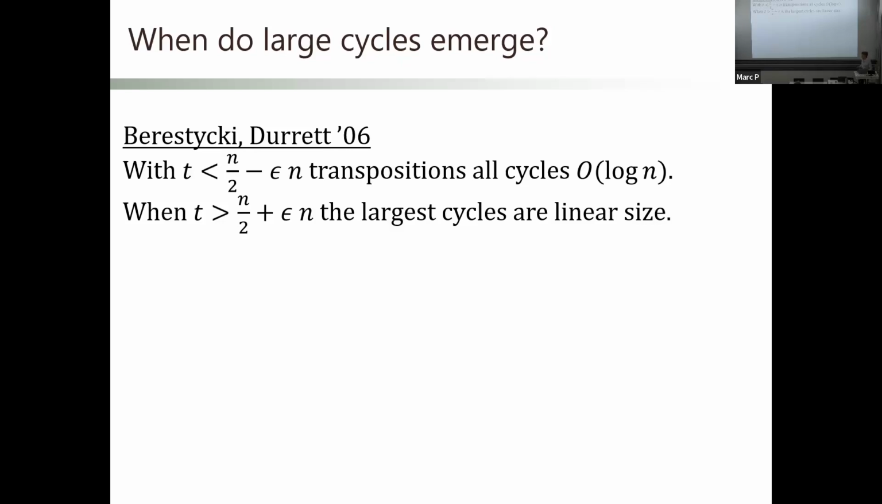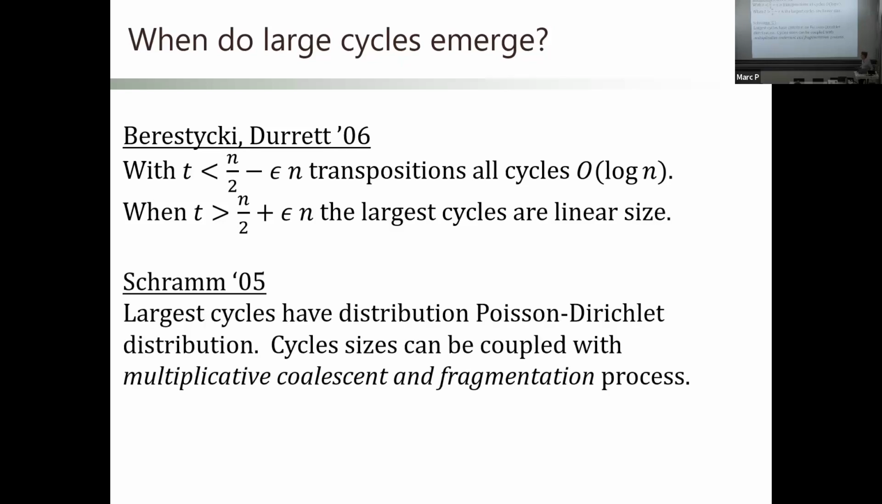Okay, so a short time later, and it looks like actually before, but this is one of the things where some journals are faster than others. So the later work was published earlier. Schramm showed that the cycle sizes follow a Poisson-Dirichlet distribution, even in this very early picture, once you've gone over n/2.